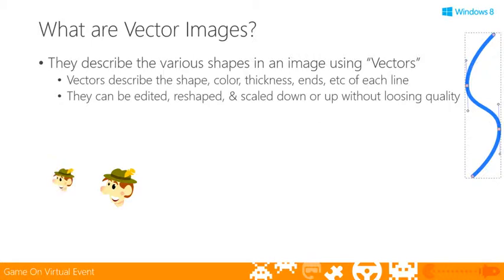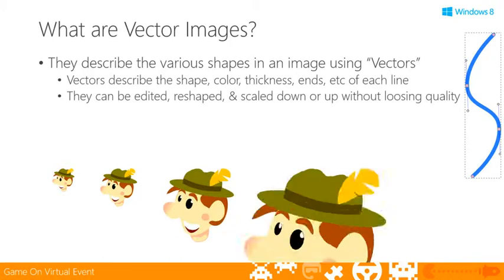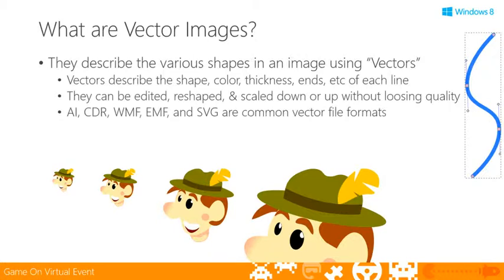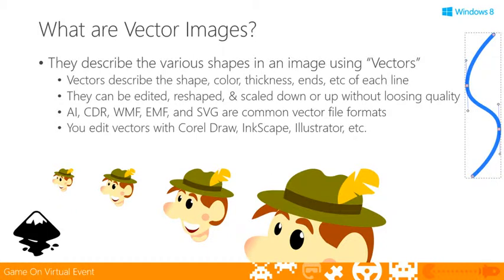So scaling down is no problem, but also as I scale up or even just zoom in on the image, it maintains that crisp, clean vector feel. The file formats that you deal with vectors are either AI, that's an Adobe Illustrator file format, CDR is CorelDRAW, WMF and EMF are some standard vector formats, but SVG is a really cool one. It's actually an XML file that describes all the vectors, and I've been using a tool called Inkscape that works with SVGs, but there's other tools out there, CorelDRAW, Illustrator, etc.